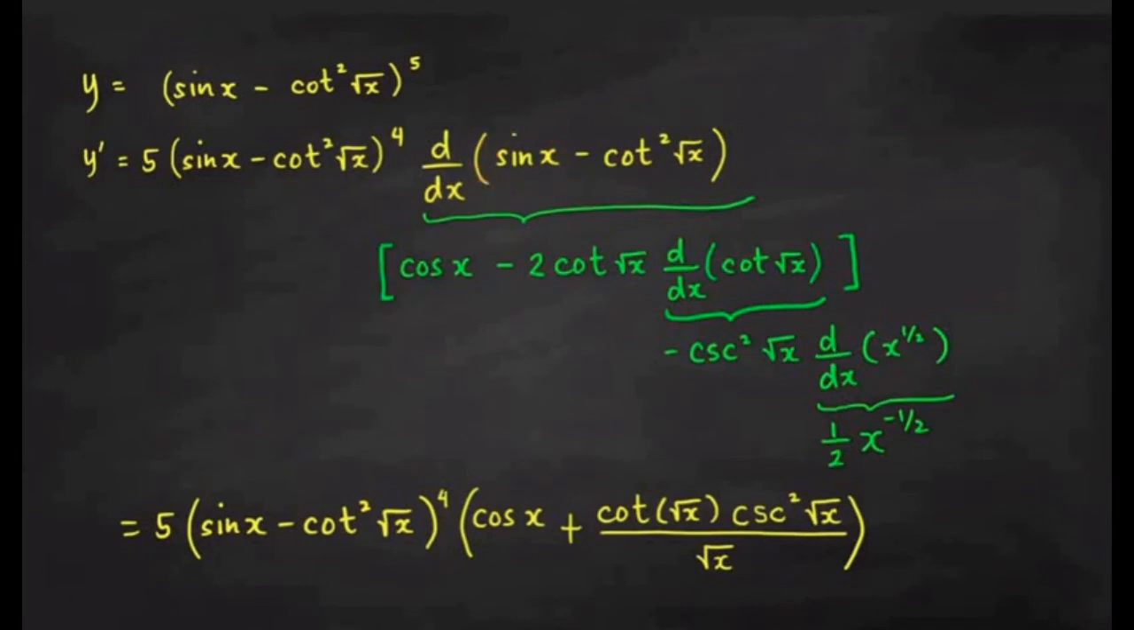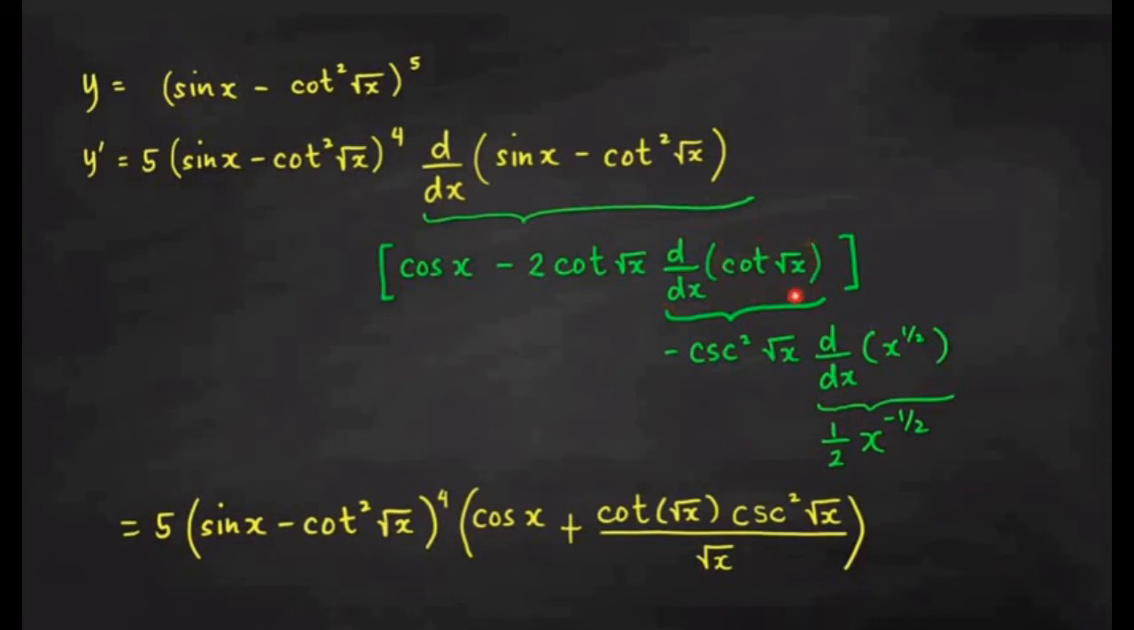So the derivative of sine x is cosine x, and then minus. So this is a power of cotangent of the square root of x, squared. So for the derivative of this, we have to use again the power rule with the chain rule. So we bring down the power 2 and then subtract 1 from the power. It becomes cotangent of square root of x times the derivative of your base. Your base here is cotangent of square root of x, so the derivative of cotangent of square root of x with respect to x.